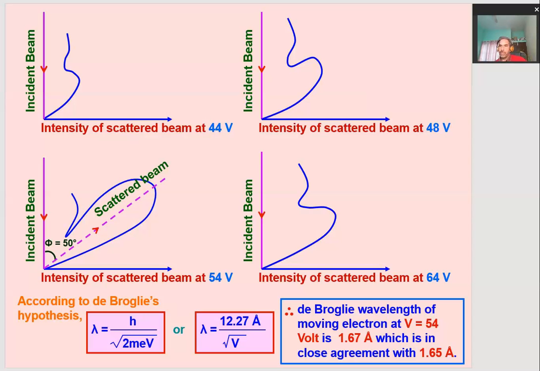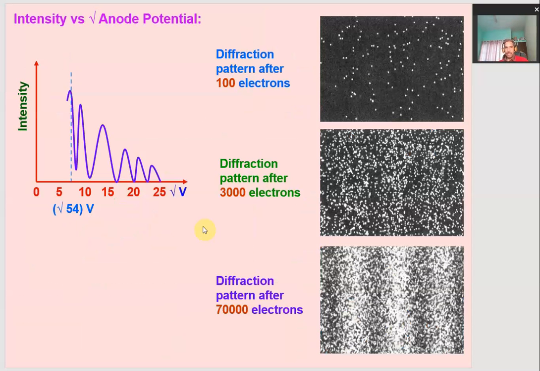In this way, this is the graph showing the variation between intensity and accelerating potential. It has been observed that the intensity of the electron beam was found to be maximum when the potential was 54 volts. You can see here the diffraction pattern for different numbers of electrons. The diffraction pattern is very similar to the diffraction pattern in X-ray diffraction by Bragg's equation, and hence that establishes the dual nature of matter waves also.